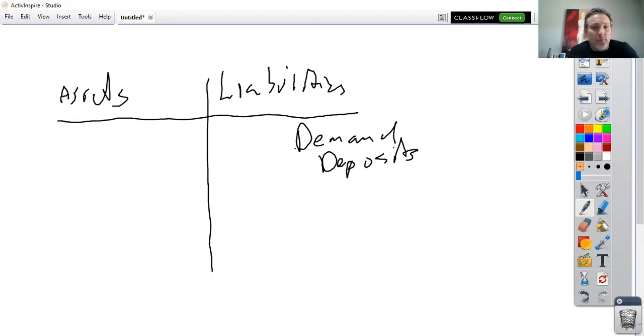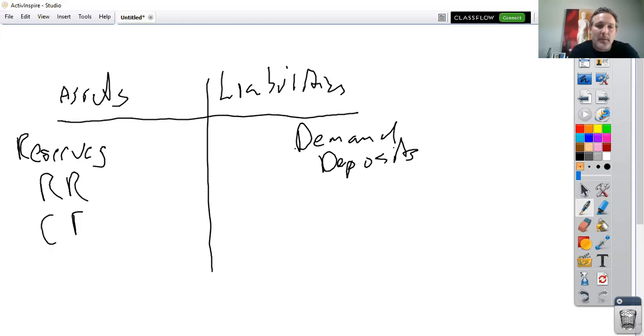They might give you one of two things. They might give you total reserves, they might give you required reserves, and they might give you excess reserves. They could break it out, they could not break it out, and they could expect you to figure out any one of those three using that formula I gave you before. Total reserves equals required reserves plus excess. And that's all based upon the amount of demand deposits they have.